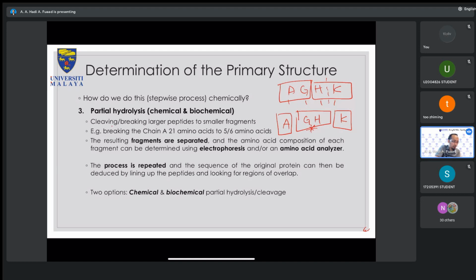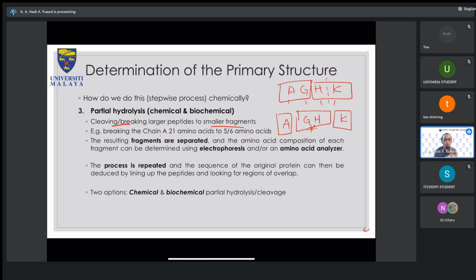So partial hydrolysis, you cleave the peptides or proteins into smaller fragments. For example, a chain of 21 amino acids, you might want to break it into 5 or 6 amino acids. Of course, 5 to 6 is just a rough number. How do you know whether you break it into 5 or 6? Well, basically, trial and error, or based on what other people have reported.